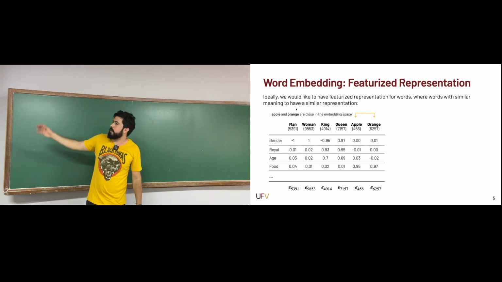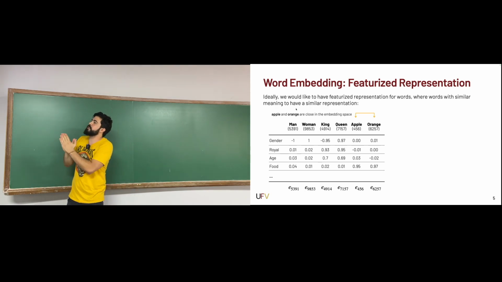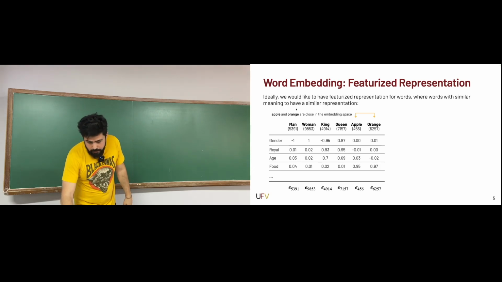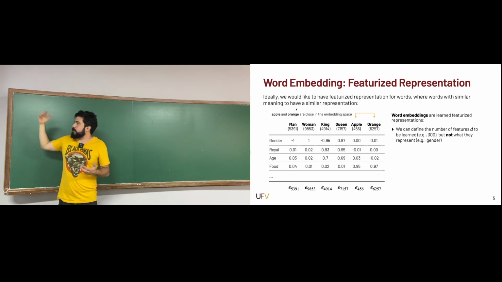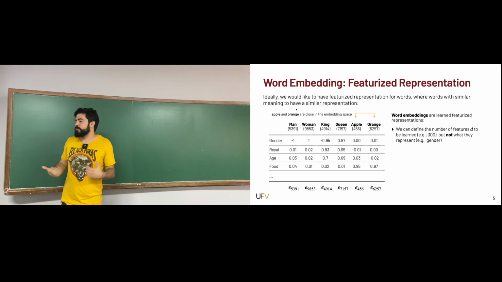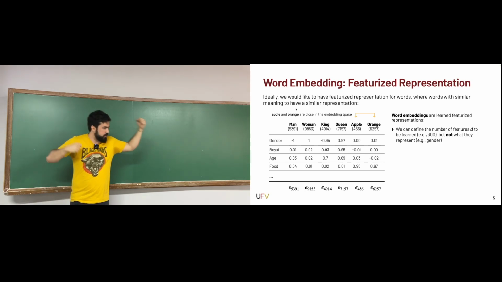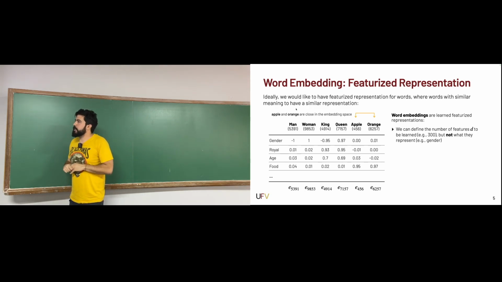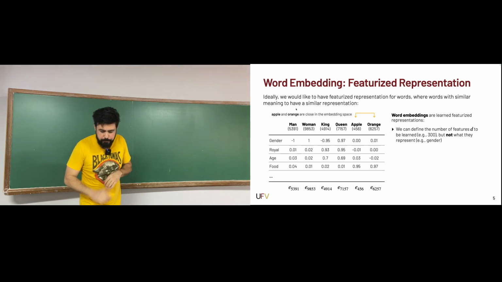So now, look how apple and orange are much closer in the embedding space, right? If you compute the distance between apple and orange, this distance is now shorter than the distance between apple and king, for example. Okay. We can define the number of features we want to learn, but not what they actually represent. For example, I won't be able to say I want to learn gender values, royal values, or age values. We wouldn't know what they represent, but we can configure the number of rows, or the number of features, in our learning problem.